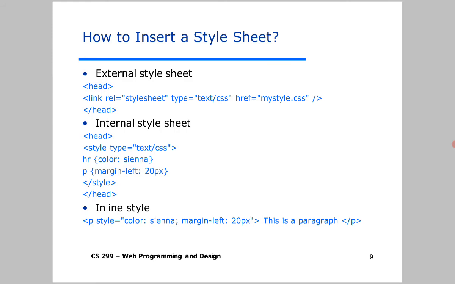So how to insert a style sheet? External style sheet means in the head, link rel equals within quotes stylesheet, type equals text/css, href equals filename.css. Internal style sheets: head, style type equals text/css, hr color equals a color, p margin-left equals 20px. Inline styles means p style, color equals a color, like that.